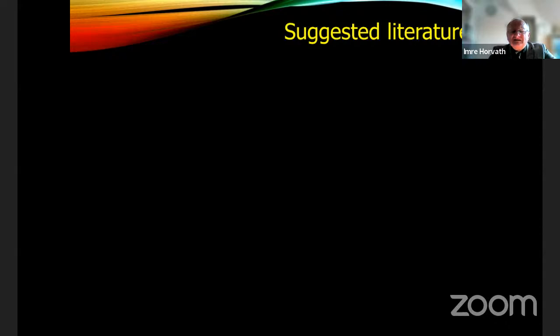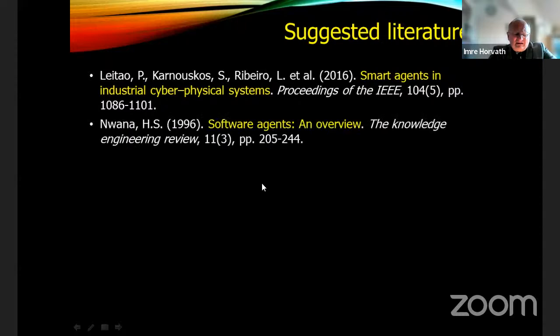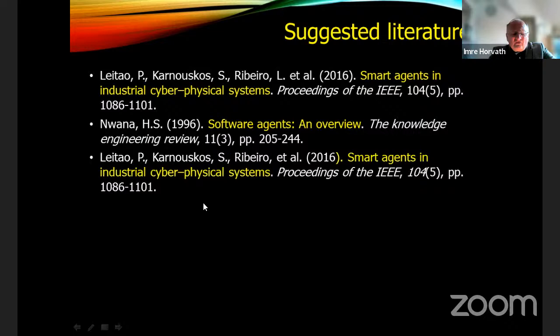Let me close this block with an overview of the suggested literature. The first paper I suggest is from Leitao and co-author, Smart Agent in Industrial Cyber Physical System. This is a paper which demonstrates the need and also the place or the role of smart agents in industrial context. Then I already mentioned the taxonomy introduced by Nwana, and that is the paper I recommend to you: Software Agent, an overview.